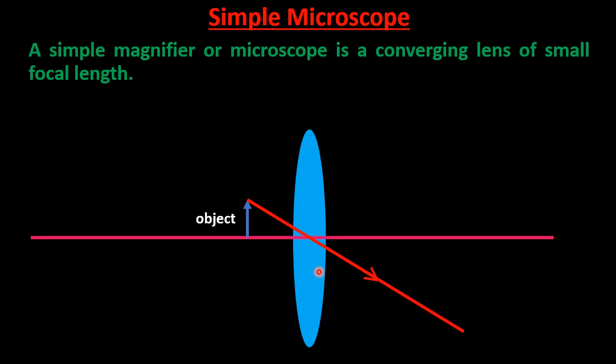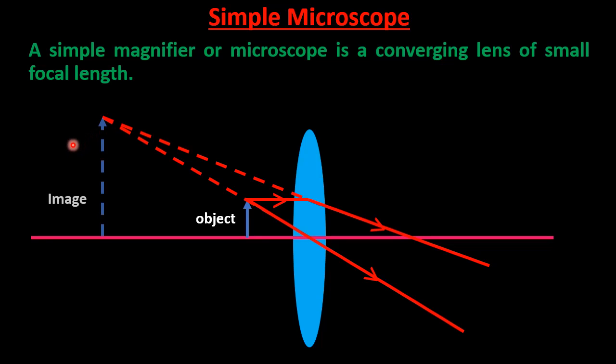And let us consider the second ray parallel to the principal axis, and after refraction it will pass through the focus. These two refracted rays are diverging rays and they will not meet. So in order to form an image, we need to produce these rays backward, and when produced backward they will meet at this point, and here the image will be formed. So we have got a virtual magnified image of an object.